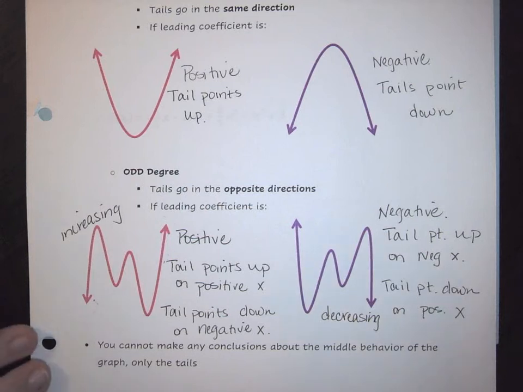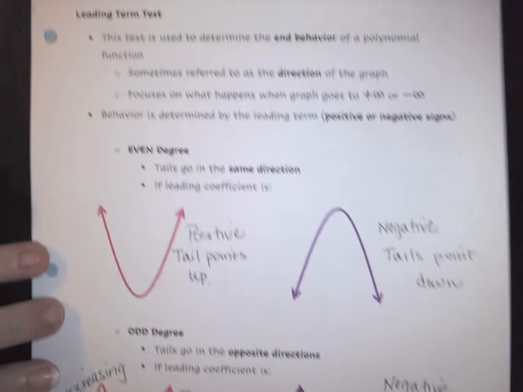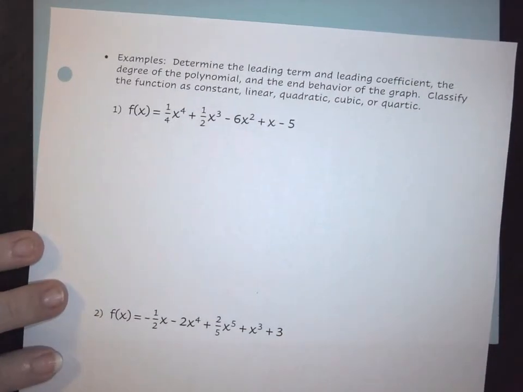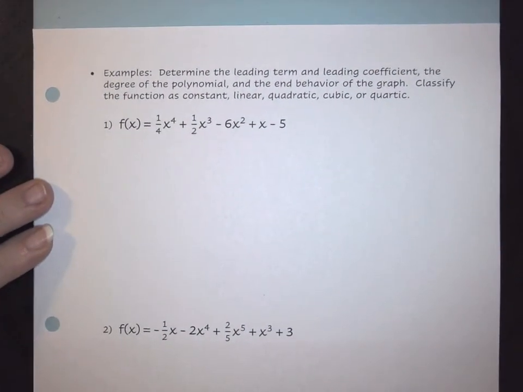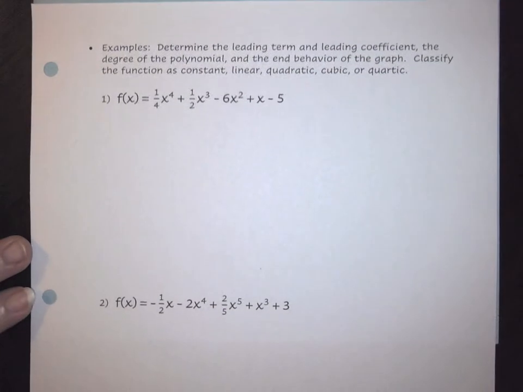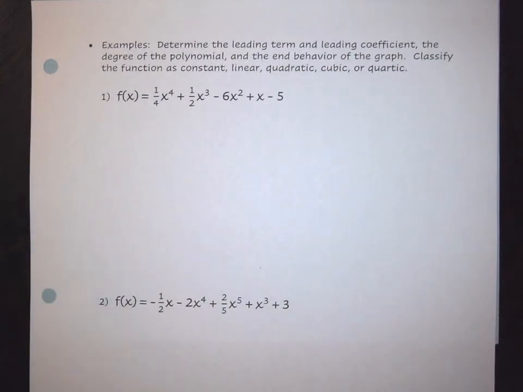Now, with this, it's important to remember that you cannot make any conclusions about your middle behavior. We're only looking at the end behavior, or the tails. The reason this idea is important is because sometimes we are given an equation and we are asked to classify it or identify the characteristics, as in these examples.